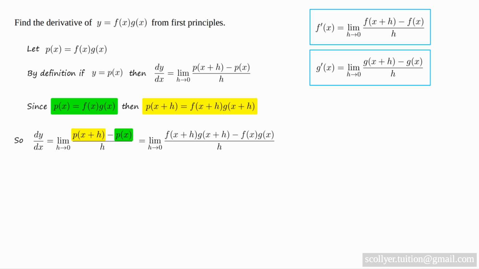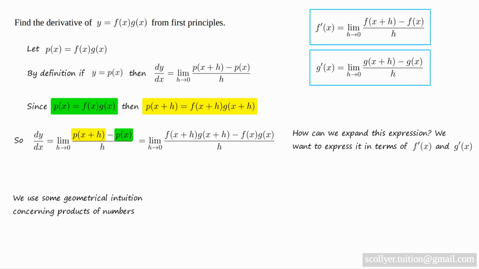to obtain the limit as h tends to 0 of f of x plus h times g of x plus h minus f of x times g of x all over h. And now to proceed, we have to expand this expression in terms of f dashed of x and g dashed of x. Now we note that both terms in the numerator involve products, and to help us expand these expressions we are going to use some geometrical intuition.